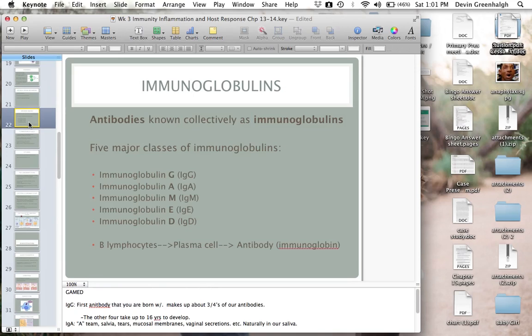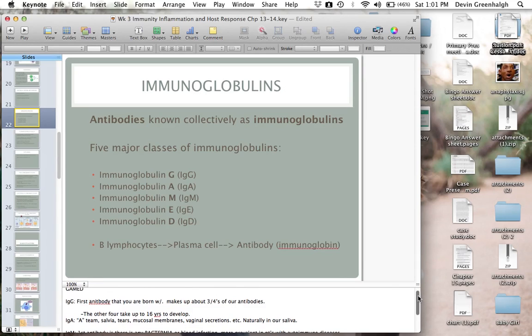Immunoglobulins. Antibodies are also known as immunoglobulins. There are 5 major classes of immunoglobulins: IgG, IgA, IgM, IgE, and IgD. And remember, where do antibodies come from? Antibodies come from plasma cells, which come from the B lymphocytes.